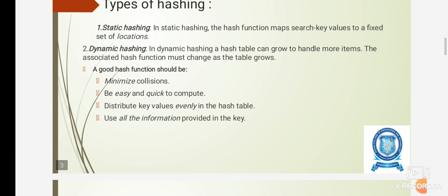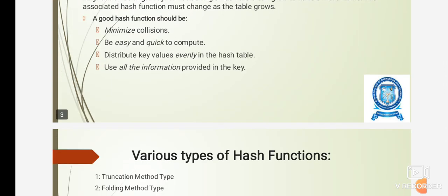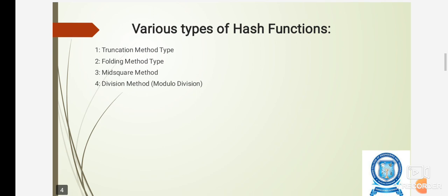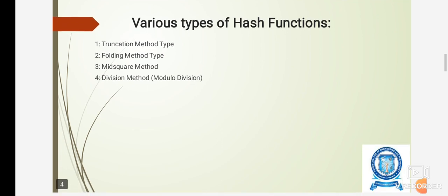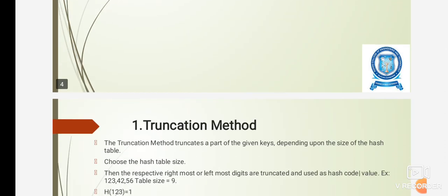Then, a good hash function should minimize collisions, be easy and quick to compute, distribute key values evenly in the hash table, and use all the information provided in the key. Then the various types of hash functions are: first, the truncation method; second, the folding method; third, the mid square method; and another one, the division method or modulo division.